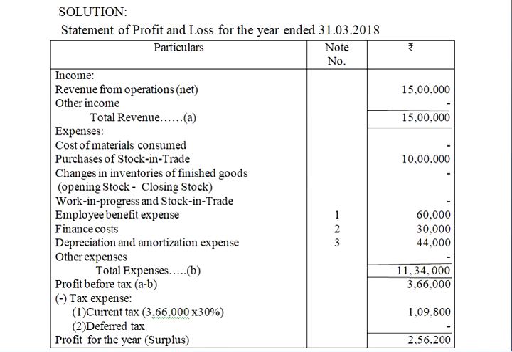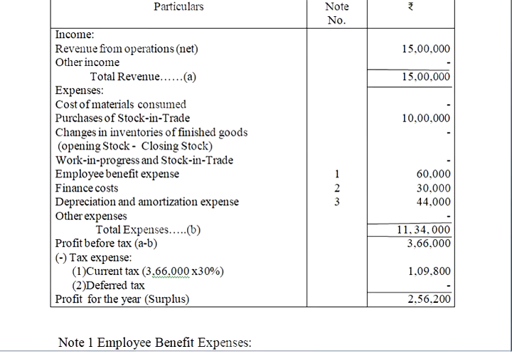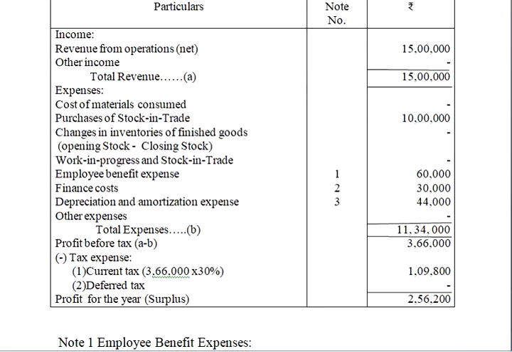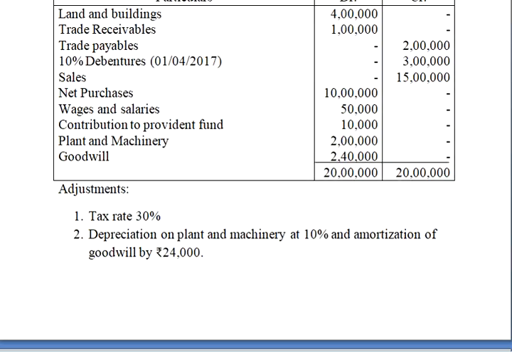Note number 1, 60,000. How we got that 60,000, you can clearly see here. Note number 1, employee benefit expenses, wages and salaries 50,000. Contribution to provident fund 10,000. Total it becomes 60,000, my dear students. Next, again they have given finance cost. Note number 2, it is of 30,000. So where do we get that 30,000? I said that hidden information. Where do we get that hidden information?